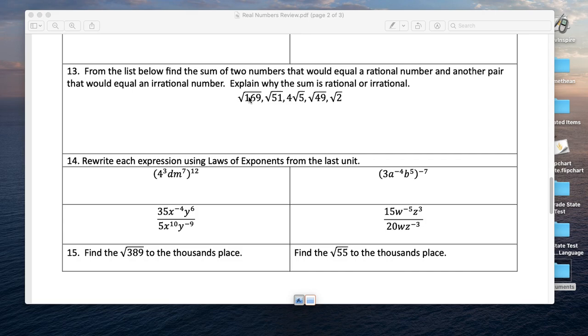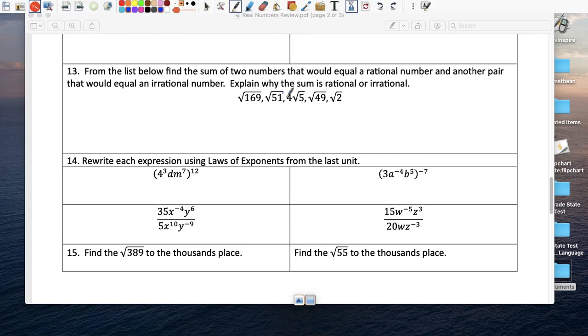13, from the list below, from these numbers, give me 2 that you can add that's going to give you a rational number, and give me 2 that you can add that would give you an irrational number. And explain. And again, you may want to put a star in here, hint, hint, on this particular question. Let's start with a rational number because that's easy, right?